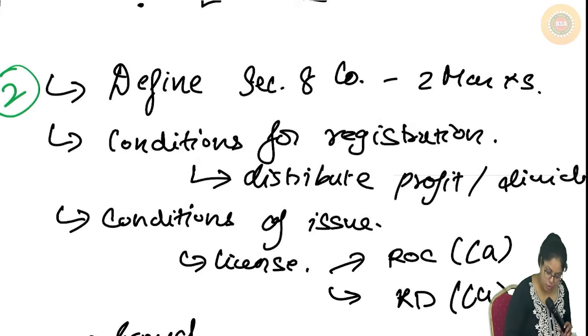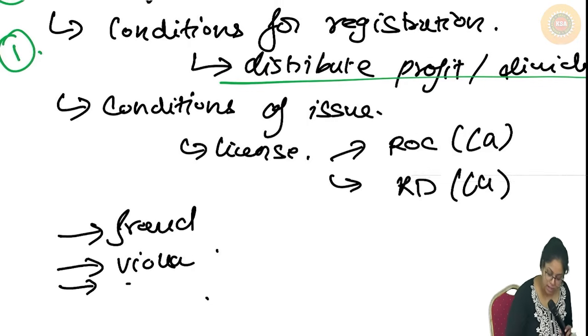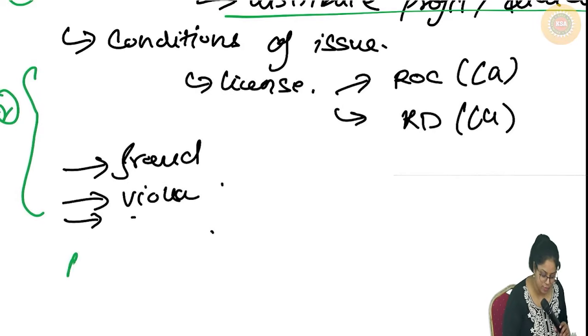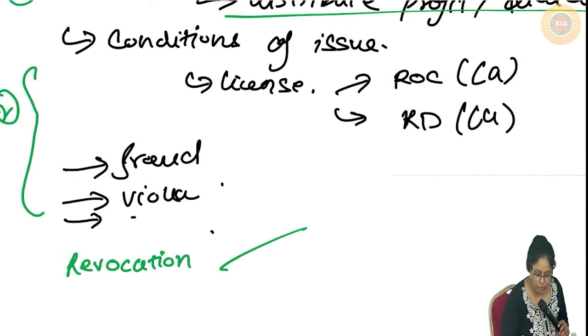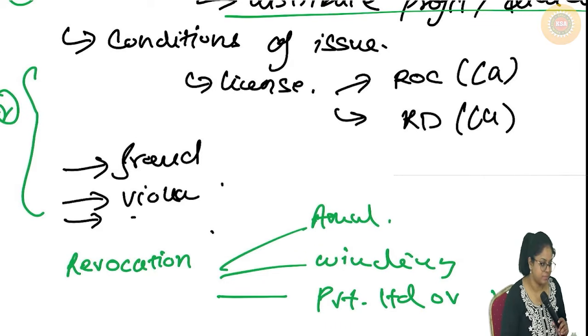I'll give this 2 marks. If you have written this point, which is great, I would have given you 1 mark. Then for writing these conditions for issue and violation, another 2 marks. 5 marks for that. And last I would give you for revocation. If you revoke, what are the 3 things you can do? You can either amalgamate, or you can go for winding up, or you have to add the word private limited or limited. Are you able to understand?